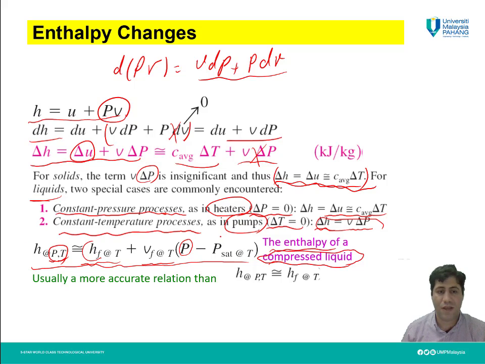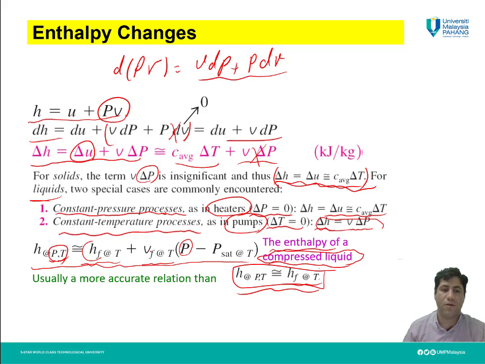However, this equation, as you can see, has different components, and it is not that easy to calculate. And we have a simplified form of this equation, which is this one: the enthalpy of a liquid, or a compressed liquid actually, at pressure P and temperature T is approximately equal to the saturated liquid enthalpy at temperature T, or HF at temperature T.